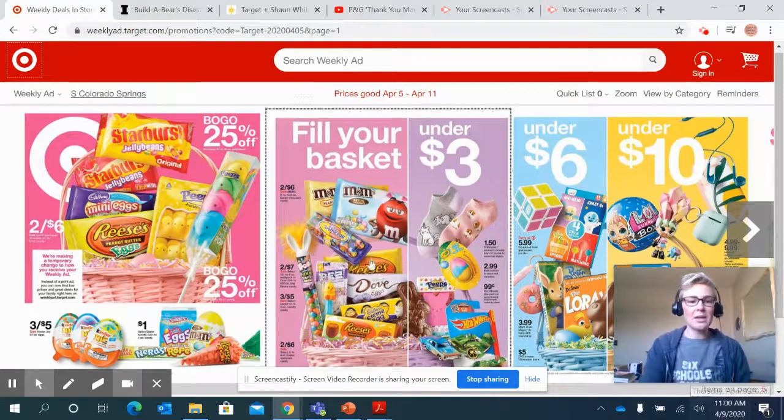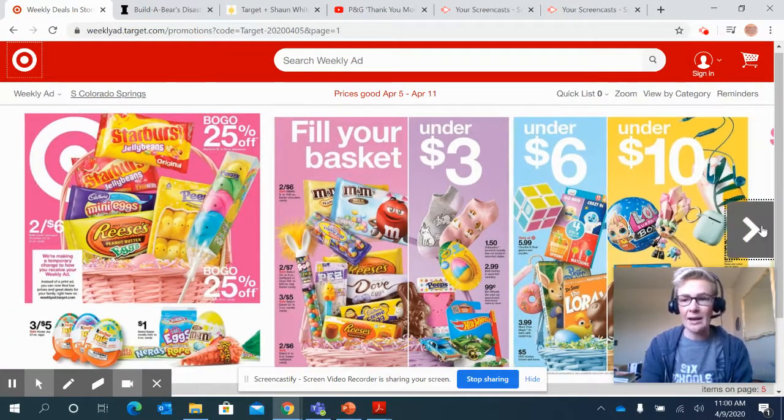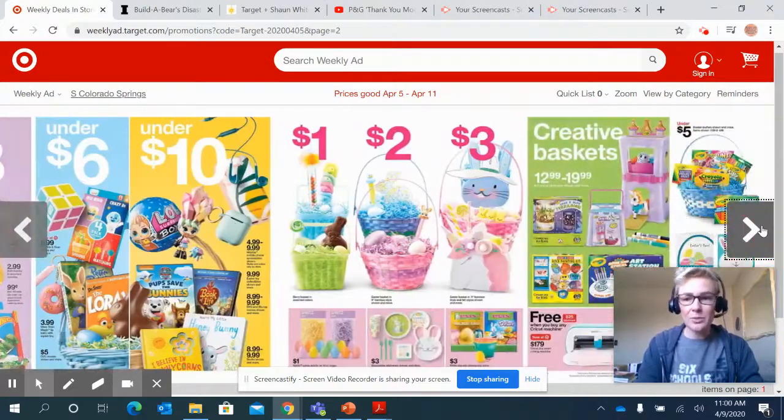So the first pages, this is the very first page you'll see in the ad. This is all about Easter baskets, right? In fact, I got an email this morning and I was like, oh shoot, it's Easter time. I need to order this stuff. So that's what we're really focused on right now, Easter baskets.